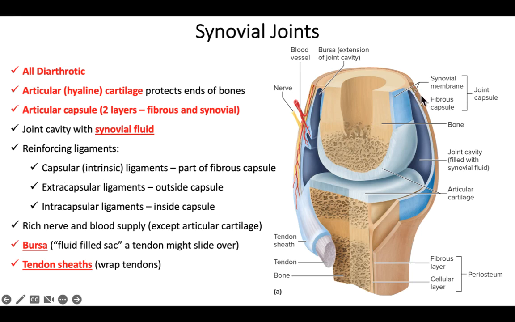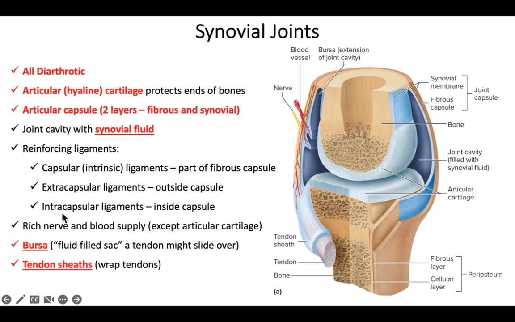So for example, this fibrous capsule here would be considered a ligament, because it's attaching bone here to bone down here. So it's part of the capsule, but it's functioning as a ligament. You could be outside the capsule. Those are called extracapsular ligaments. Some examples of extracapsular ligaments are the collateral ligaments. You've got collateral ligaments on each side of, say, the knee joint or each side of your elbow joint, and those are found outside the capsule.